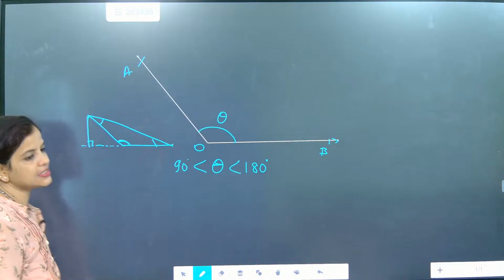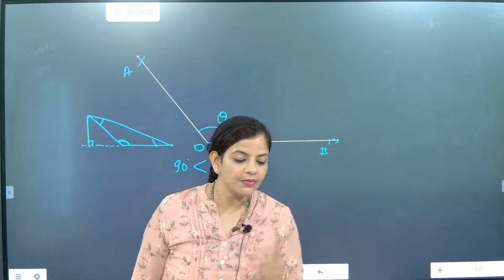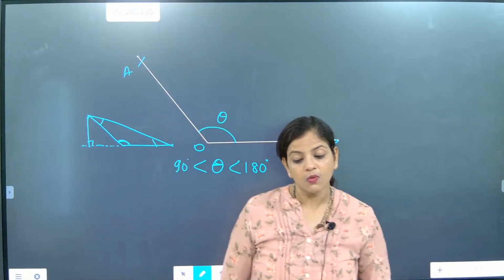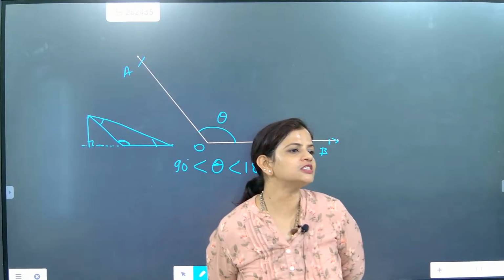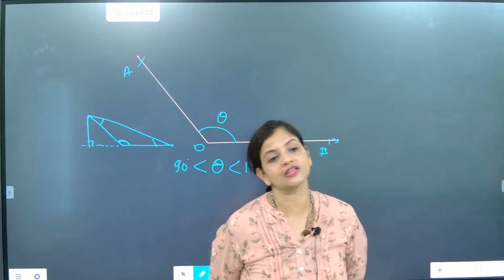The shortest distance will always be the perpendicular line. But you know what? In physics, one concept is there: the shortest path will not always be the fastest one.